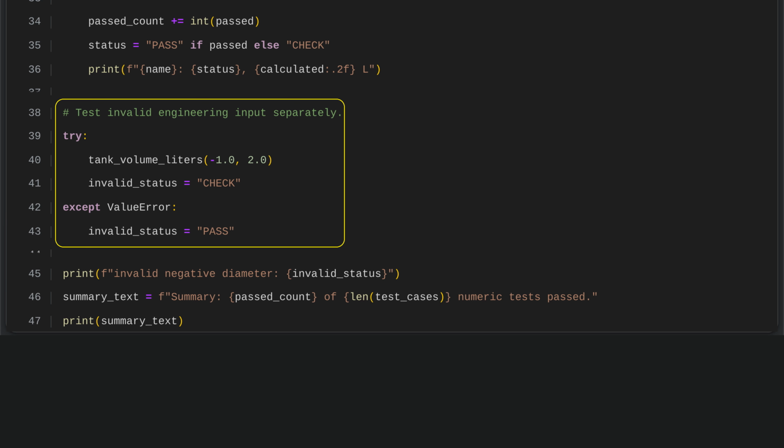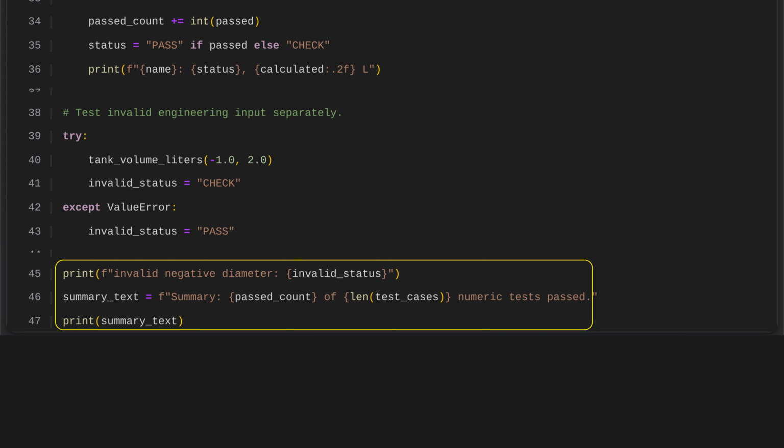We test invalid input to confirm the tank volume function handles errors properly. Using a negative diameter should raise a value error because dimensions must be positive. A try except block checks this behavior, marking the test as pass if the error occurs and check if it does not. This helps verify that the function handles edge cases reliably.